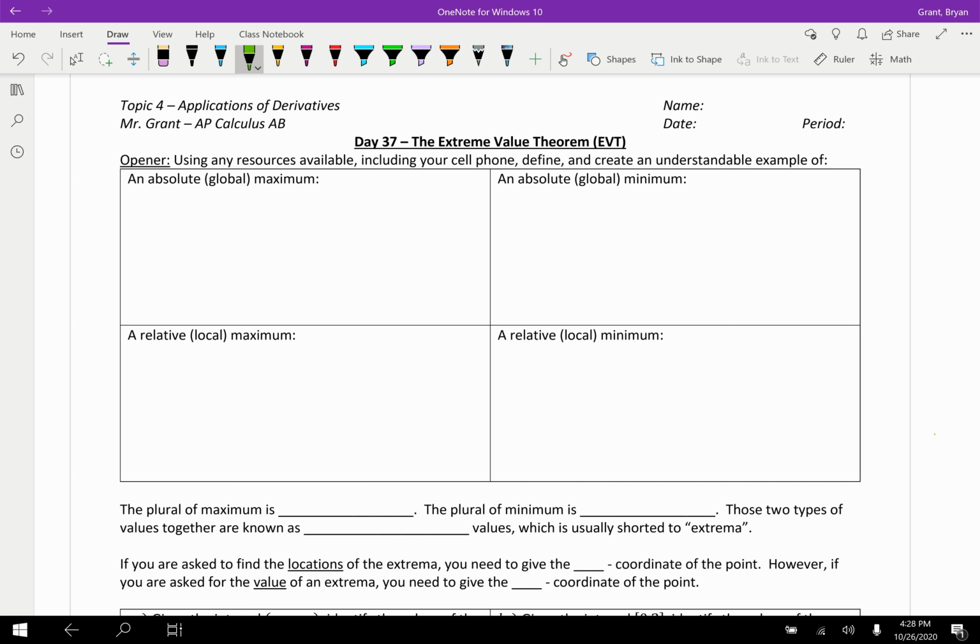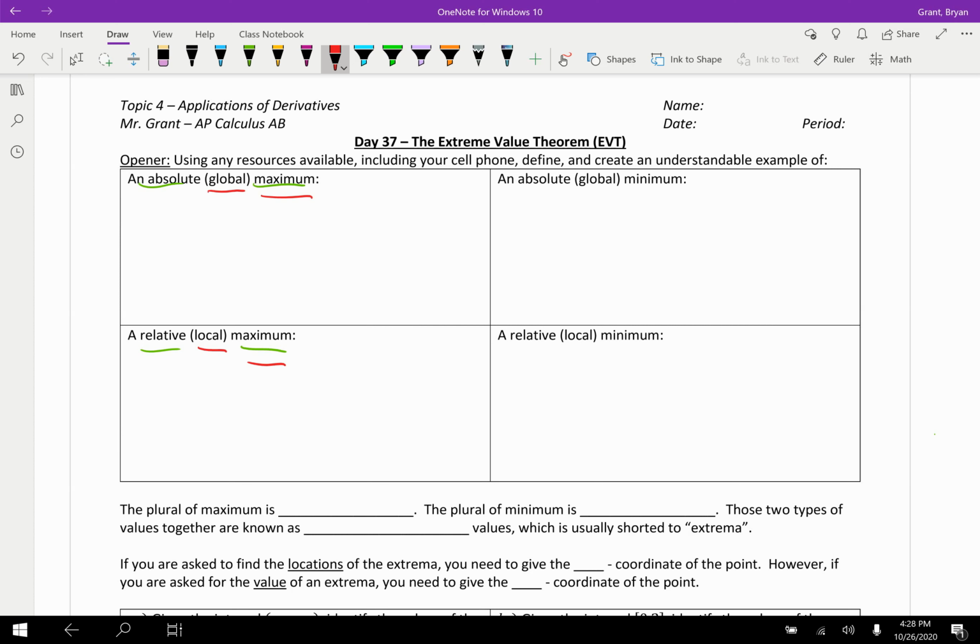So, opener. Your goal is to go through and define these four phrases. You'll notice that this says an absolute and then in parentheses global maximum. That's because these two words are used interchangeably. You'll hear something called an absolute maximum or a relative maximum. And then you'll also hear something called a global max or a local max. So giving you those colors to show which go together. They're just two different phrases. They mean the same thing, and your book uses them interchangeably, and so does the AP exam. So I try to use them interchangeably as well, just so you can get used to them.